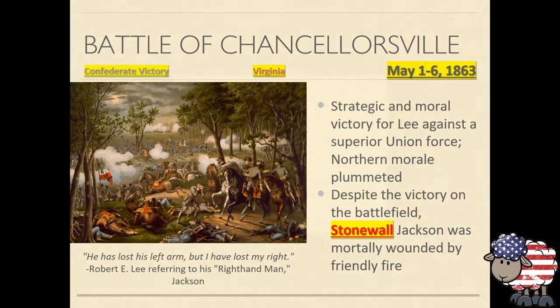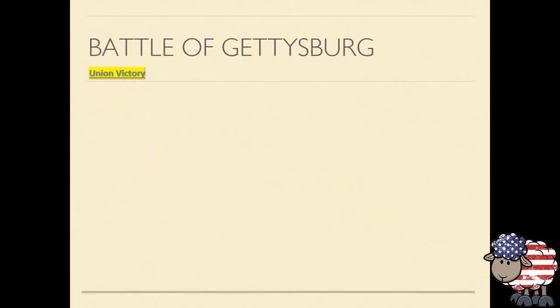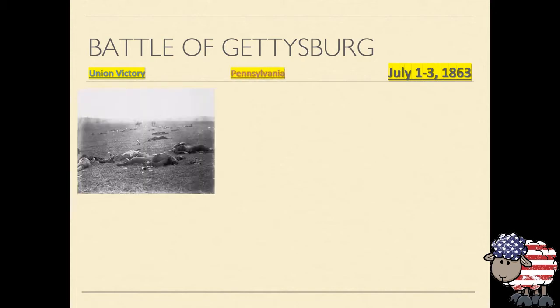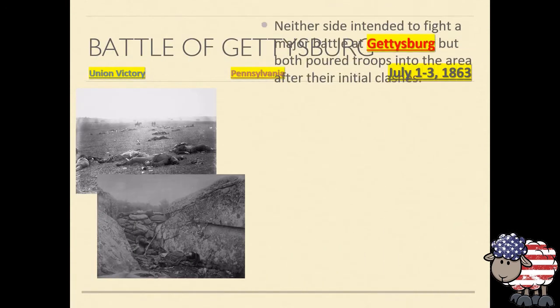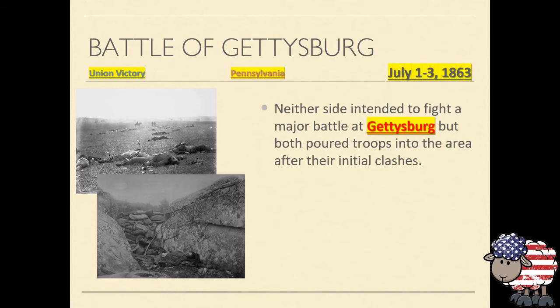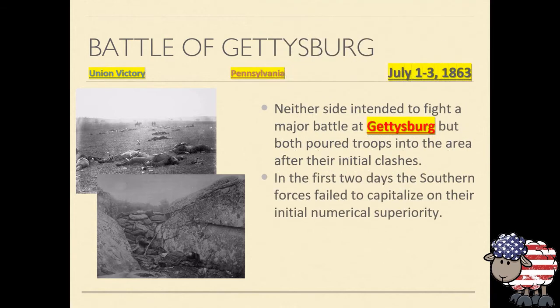Now, one of the more significant battles of the war took place July 1st through 3rd, 1863, in Pennsylvania. Neither side intended to fight a significant battle at Gettysburg, but both poured troops into the area. The South fails to capitalize on their superiority, and the ferocious combat on the third day would result in a disastrous defeat for the South.